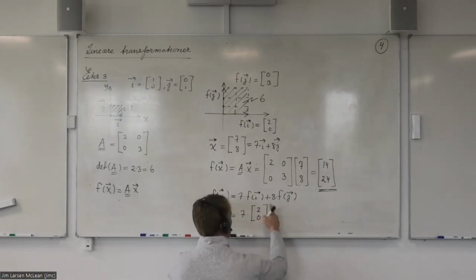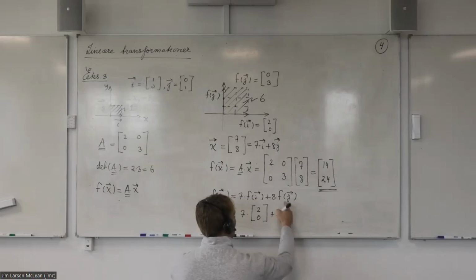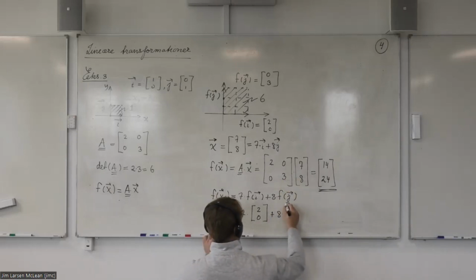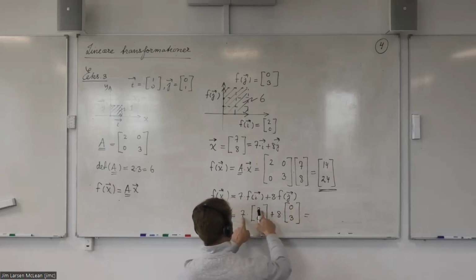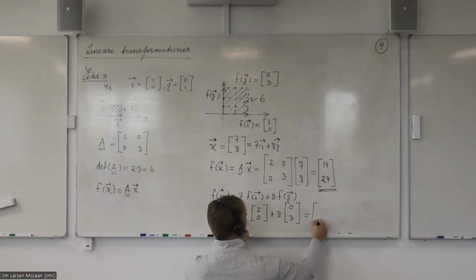Okay, plus 8 times the image of where j lands. And where did j land? It landed in 0, 3. So you get 14 plus nothing. That is 14. And you get 0 plus 24, that is 24.